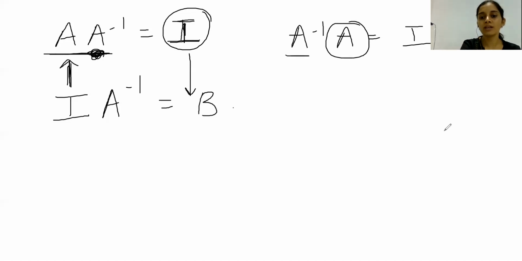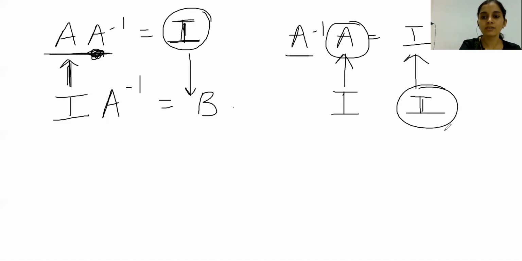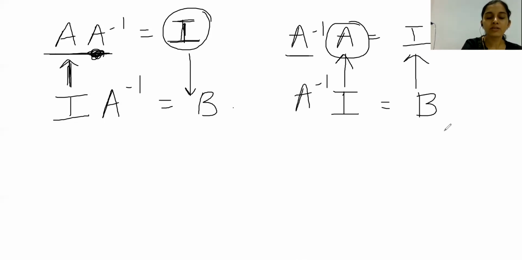So what do I have to find? A inverse. A becomes the post factor over here. Whatever transformations I apply to the post factor, I will apply the same transformations to I over here. And when I do that, it gets converted to a different matrix called B. A inverse here remains the same in both the cases.